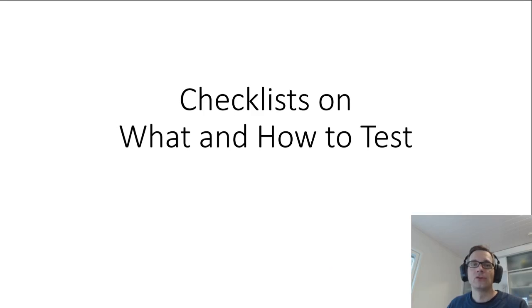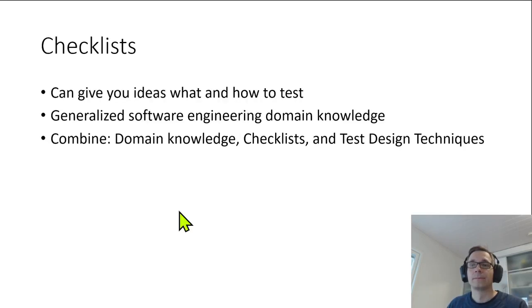Finally, we look at checklists on what and how to test. Checklists can give you ideas on what and how to test, and we could call them a sort of generalized software engineering domain knowledge. It's a sort of knowledge that can be applied across different domains, and those checklists have been found very effective in finding defects and in designing good test cases.